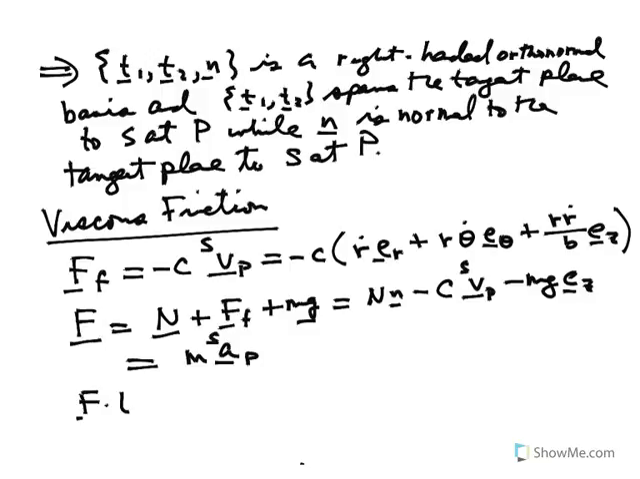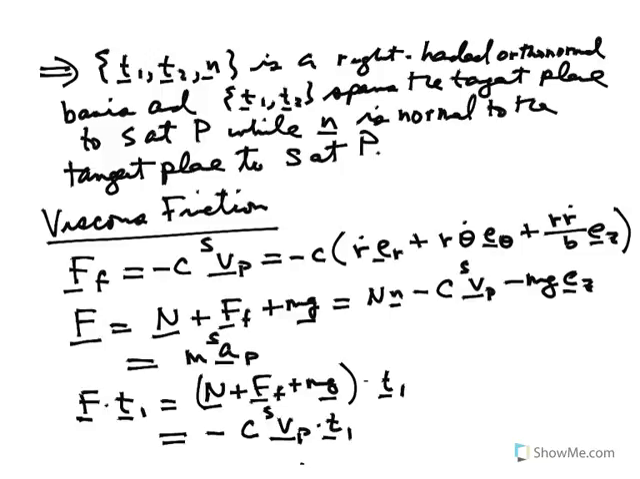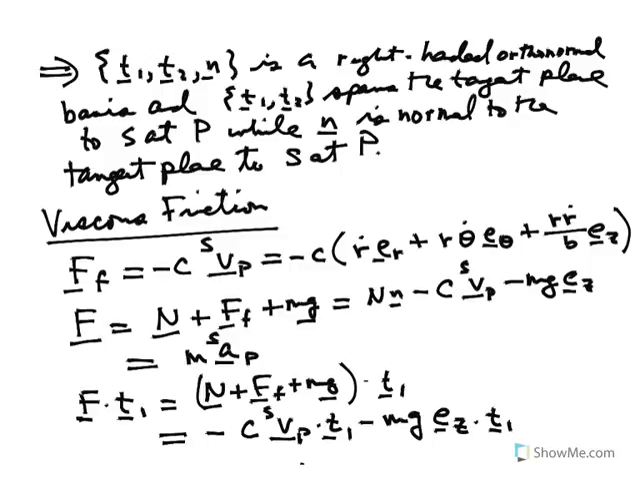F dotted with T1 is equal to n plus F_f plus mg dotted with T1, which is equal to, well, n dotted with T1 is 0, and I get minus c times the speed times T1, and then I also get minus mg e_z dotted with T1. But T1 was equal to e_theta. So if I take the dot product with e_theta, what do I get? I get the second term, so I get minus c r theta dot. Remember that T1 is equal to e_theta, just to remind ourselves of that. And then e_z dotted with e_theta is equal to 0.